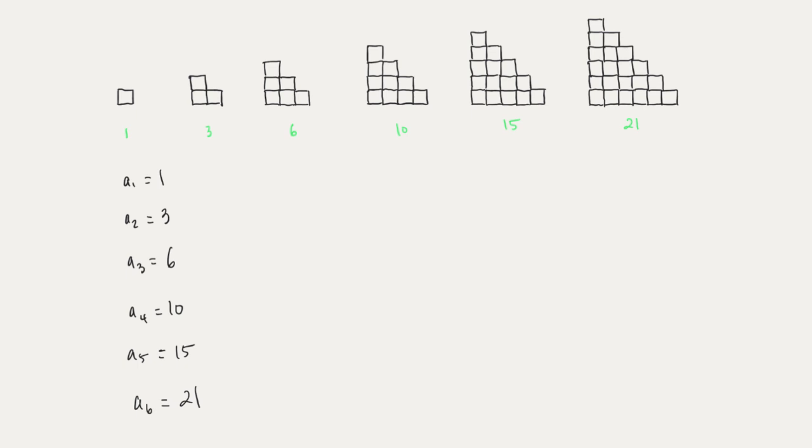Observe the first difference from 1 to 3 to 6 to 10 to 15 to 21. The first difference is the difference between any two consecutive terms. From 1 to 3, 3 minus 1 is 2. From 3 to 6, 6 minus 3 is 3. From 6 to 10, 10 minus 6 is 4. From 10 to 15, 15 minus 10 is 5. And from 15 to 21, 21 minus 15 is 6.